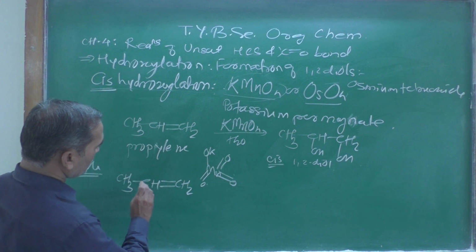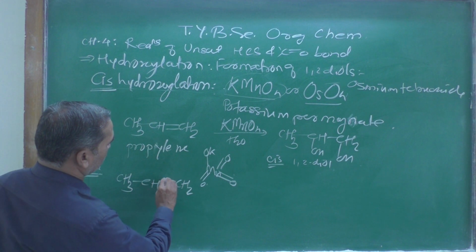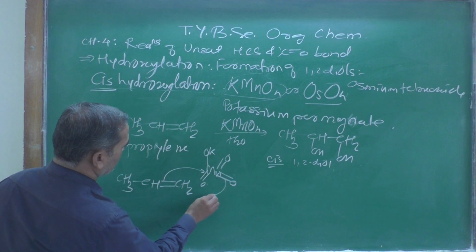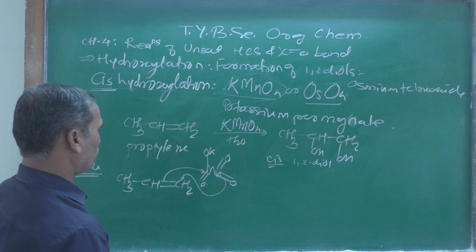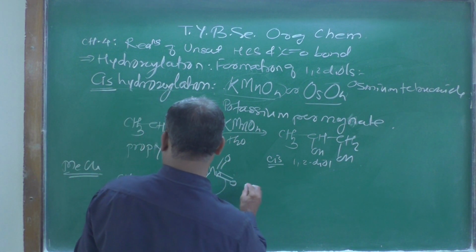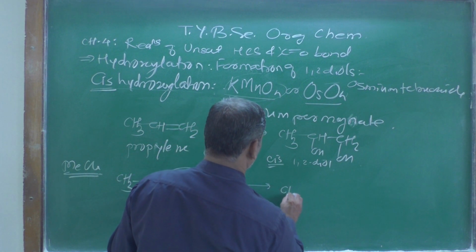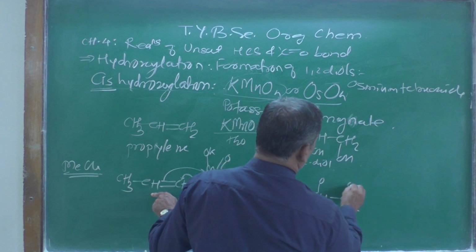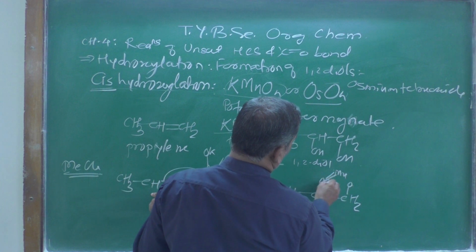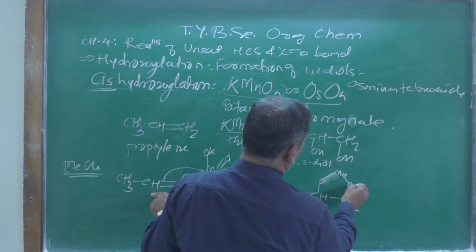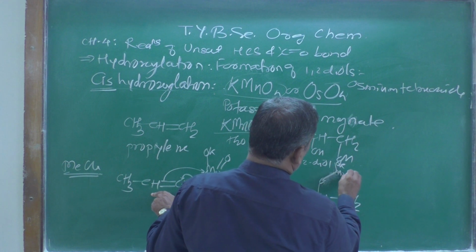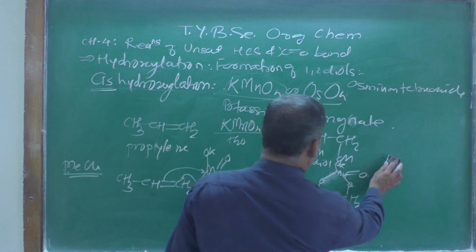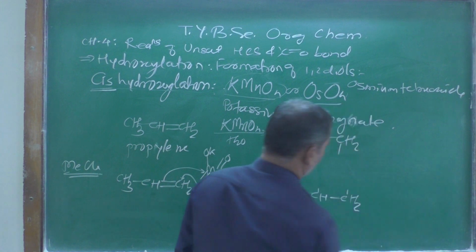And now when it is attacking on this carbon atom, the intermediate formed over here will be this one, CH3, then CH, CH2, here O, here also O, then Mn, Mn, then O, here you can write OK, and here double bond O. Let me clean this board so that you can see this clearly.